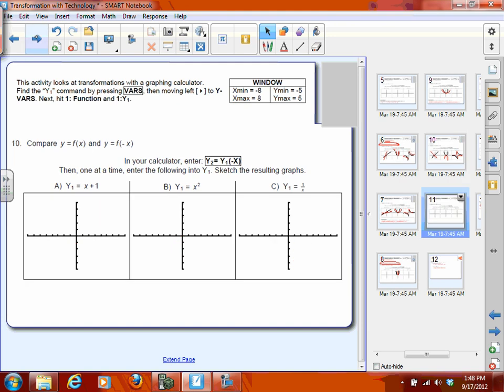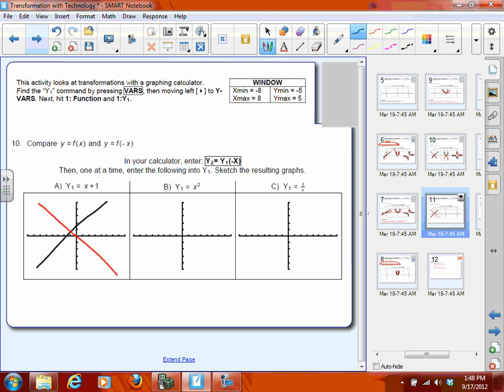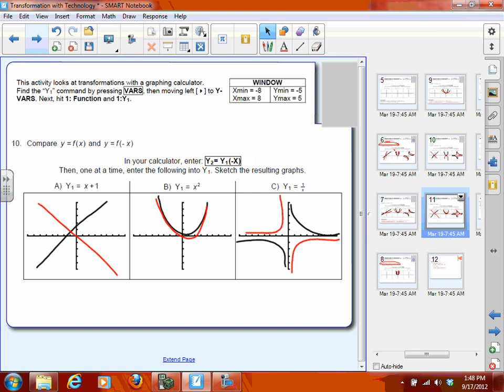Alright, and number 10 here. Number 10, we had some graphs that looked something like this here. It's kind of tricky on this one, especially with that B there. Now, you do have two graphs. It just happens that they're both on top of each other. So, what the heck is going on with this one here?